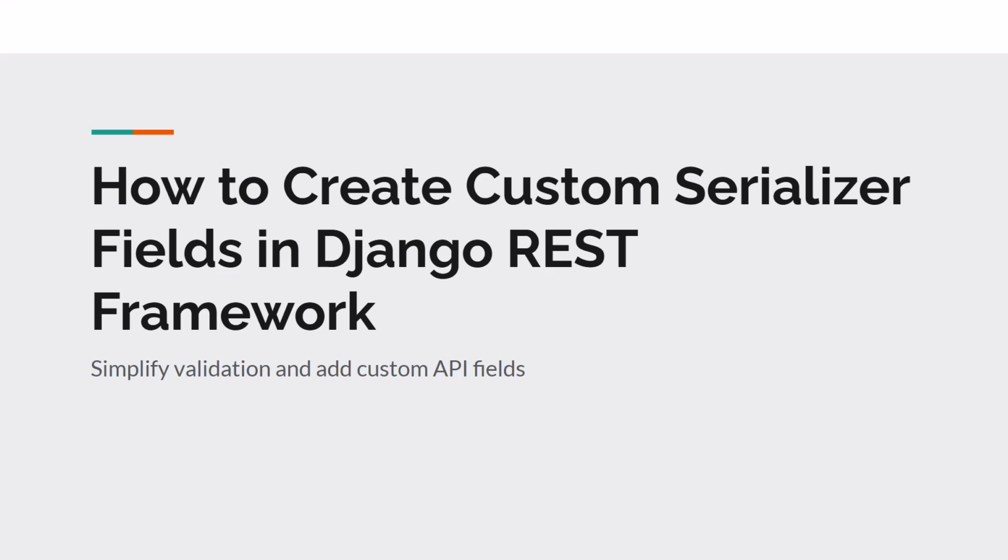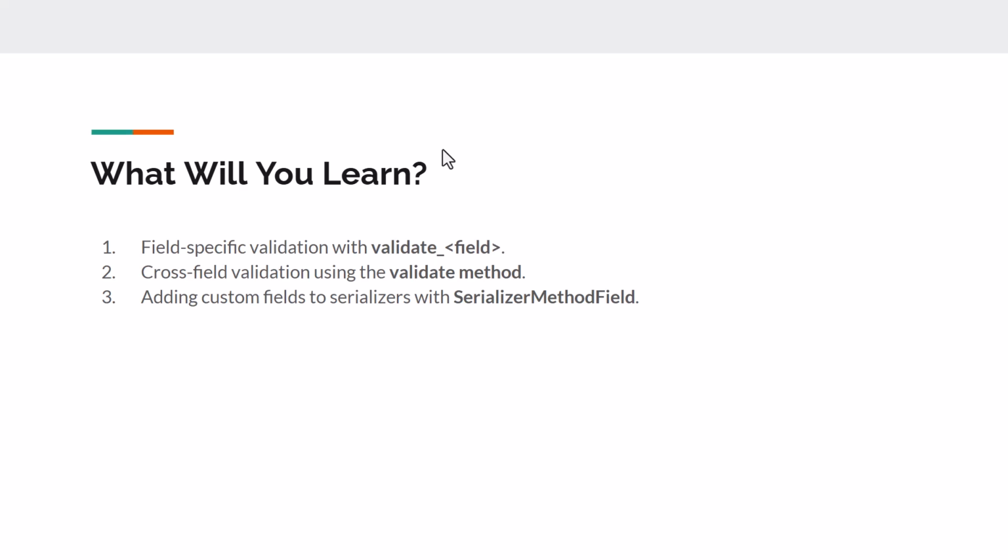Hey everyone, welcome back. Today we're talking about how to create custom serializer fields in Django REST Framework using model serializers. By the end of this video, you'll learn how to validate individual fields, how to perform cross-field validation, and also how to use SerializerMethodField to add custom or derived fields to your API responses.